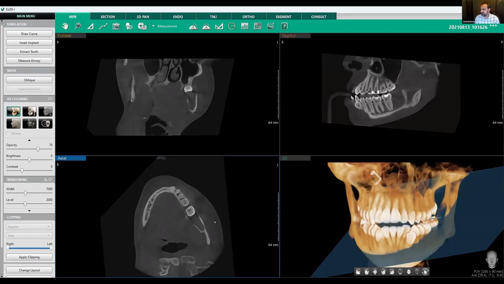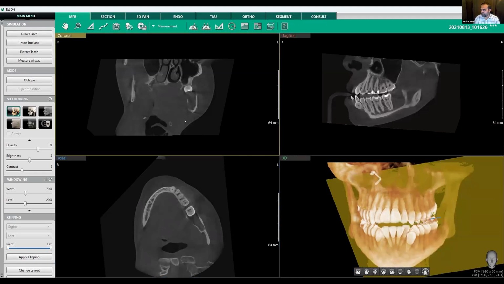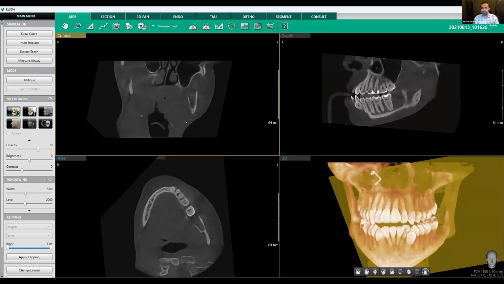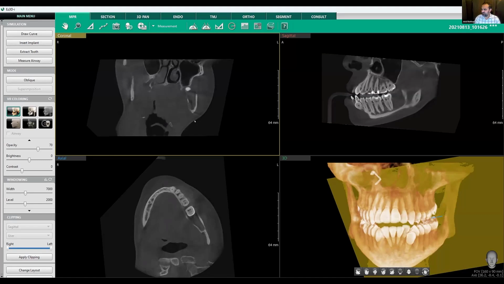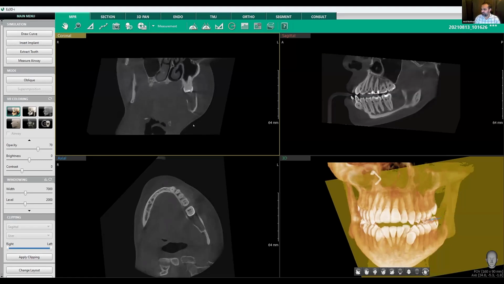So taking into account the definition, we have a well-defined low-density area. We mentioned where it's extending from, its effect on the surrounding structures, thinning and mild expansion, and displacement of the nerve canal. And we can come to a conclusion that this is more along the lines of a benign neoplastic, maybe even a very rare cystic lesion. But in this case, this was most likely a case of an odontogenic keratocyst.